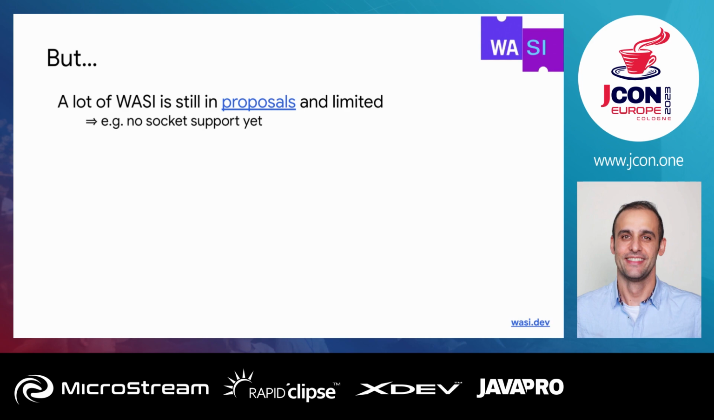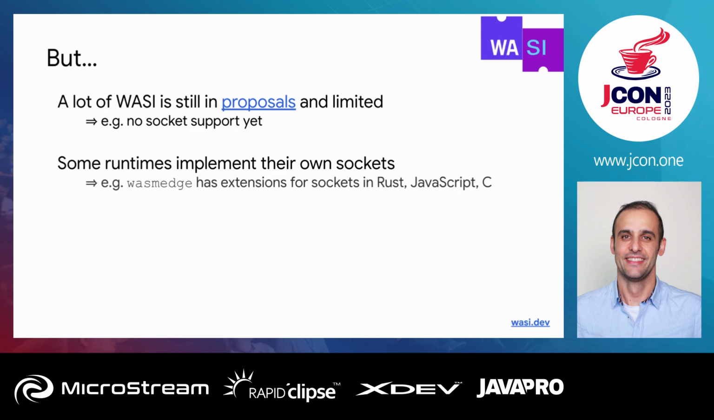But there's no socket support yet, which means you can't really have services like cloud services reading and writing using pure WASI, and that limits what you can do with WebAssembly in the cloud severely. Because of that, some runtimes implement their own sockets. For example, WasmEdge has extensions for sockets, so they add their own sockets, but these sockets are only supported in Rust and JavaScript and C for now, so it's limited.